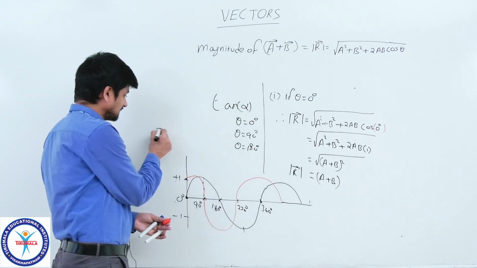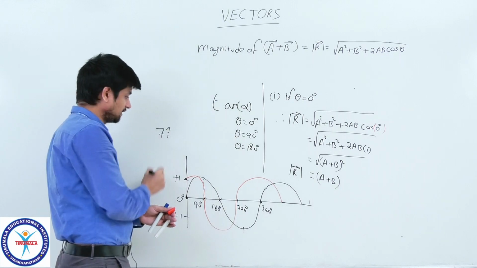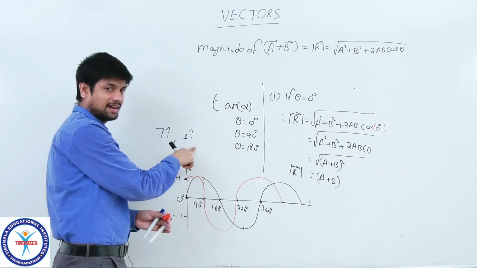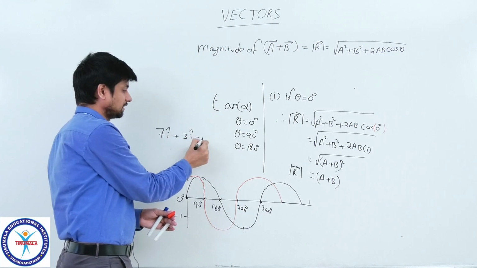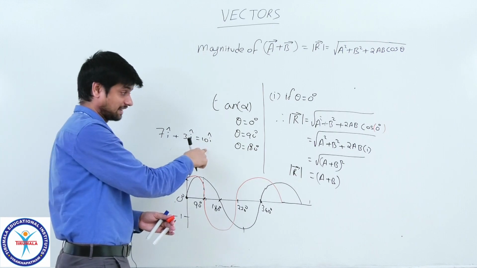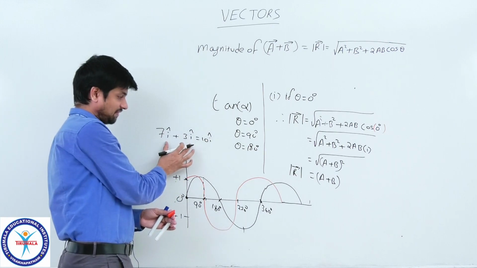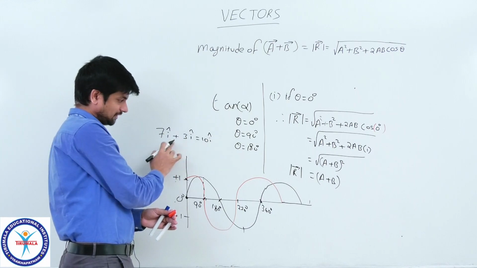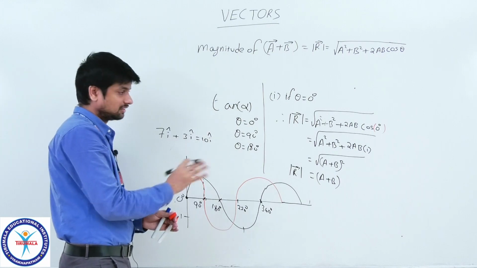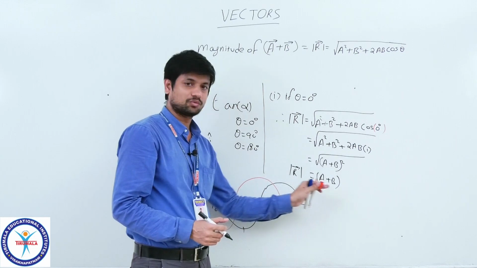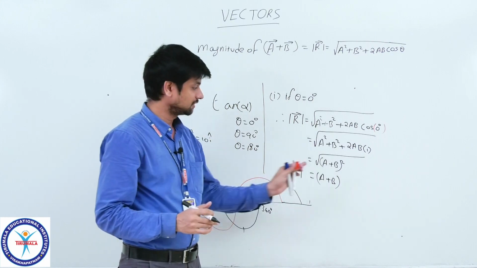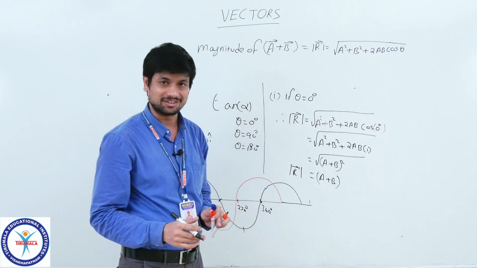That means 7 i cap and 3 i cap, both have the same direction i. If you add them, 10 i. This is x axis, and this answer is also along the x axis. How did you get it? When they are parallel to each other, directly just add, so that you will get it. There is no need to consider the angle. By this formula you can understand cos 0 value is 1, that is why. So, if you want to get the maximum, the angle between the two vectors should be 0.